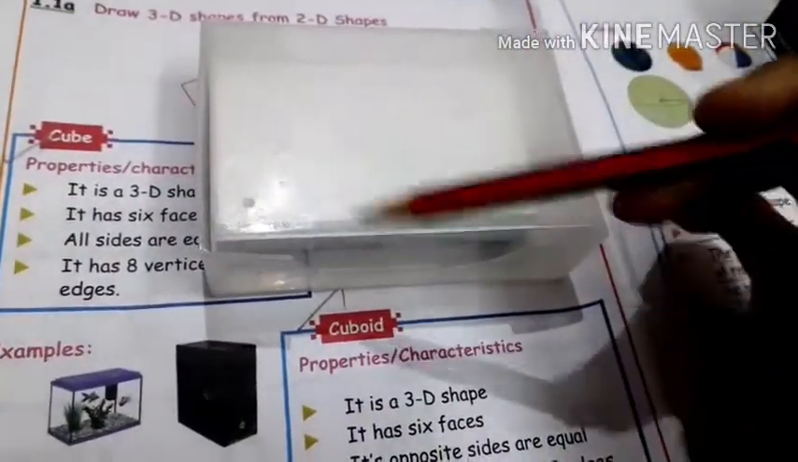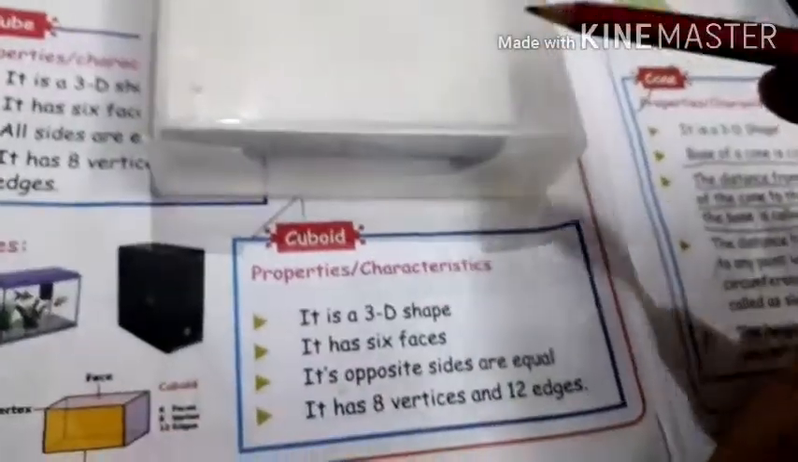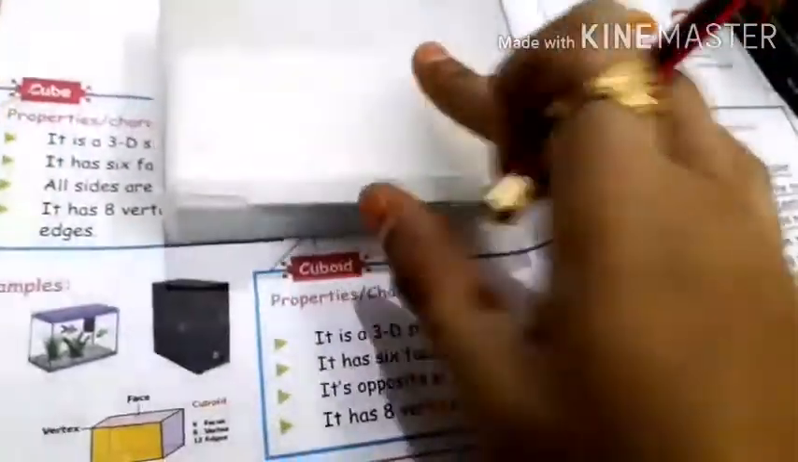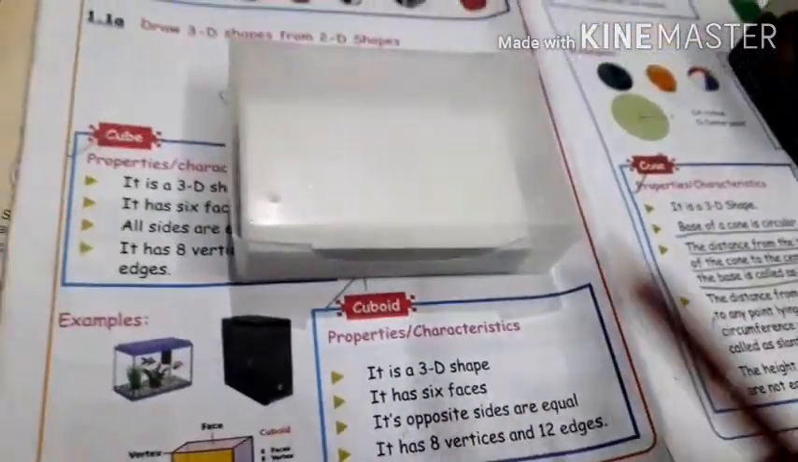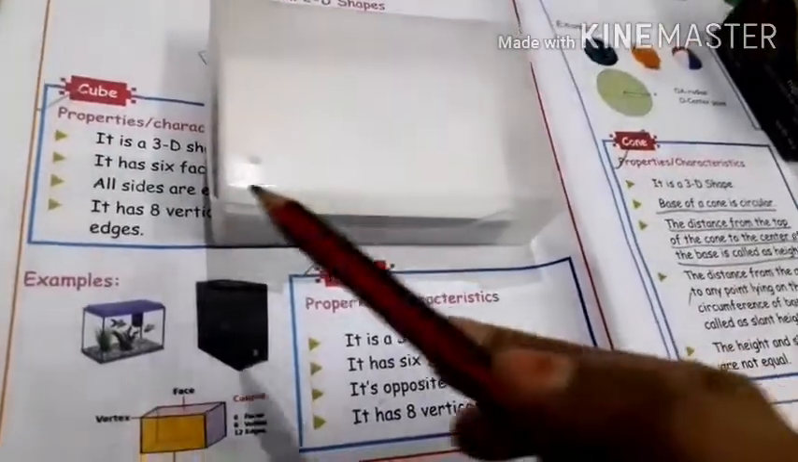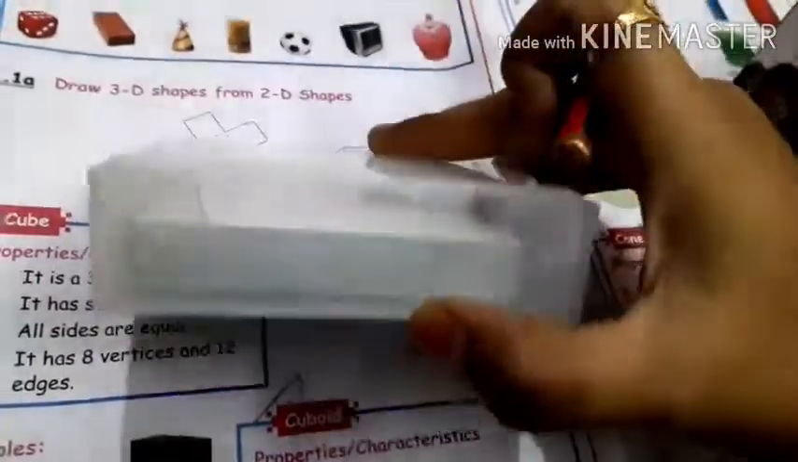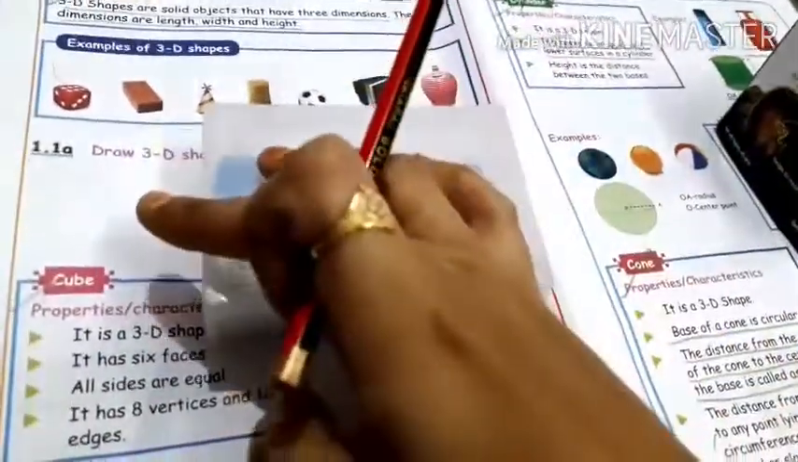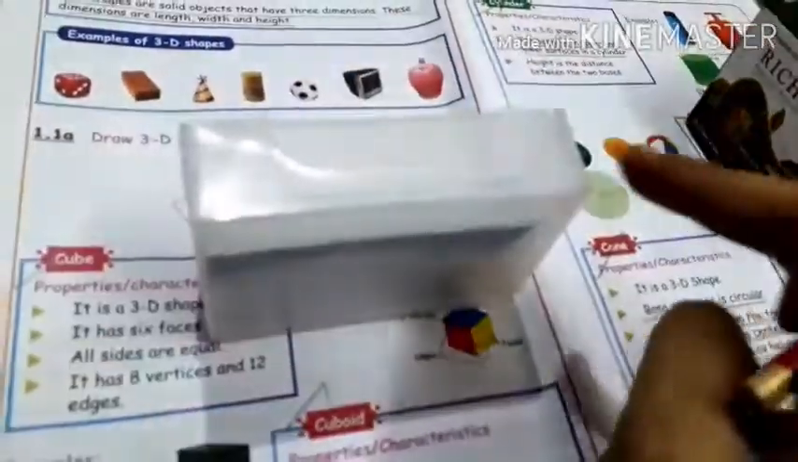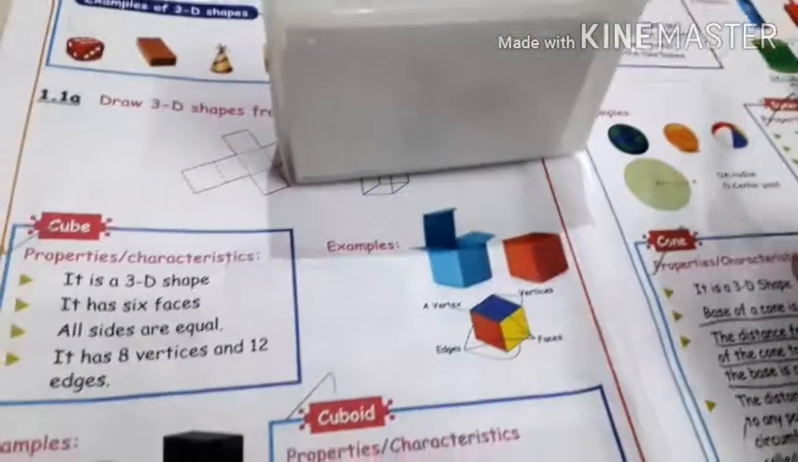This side and this side are equal, and this side and this side are equal. So opposite sides are equal because it is a rectangle shape. Then it has 8 vertices, and 12 edges. 12 edges means 1, 2, 3, 4, like that, 5, 6, 7, 8, then 9, 10, 11, 12.